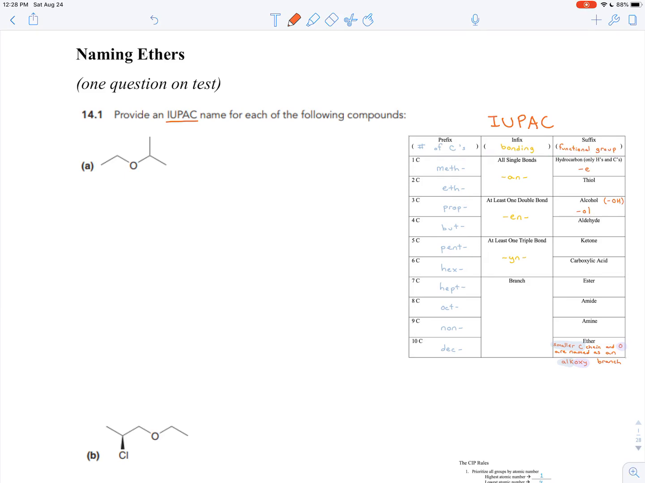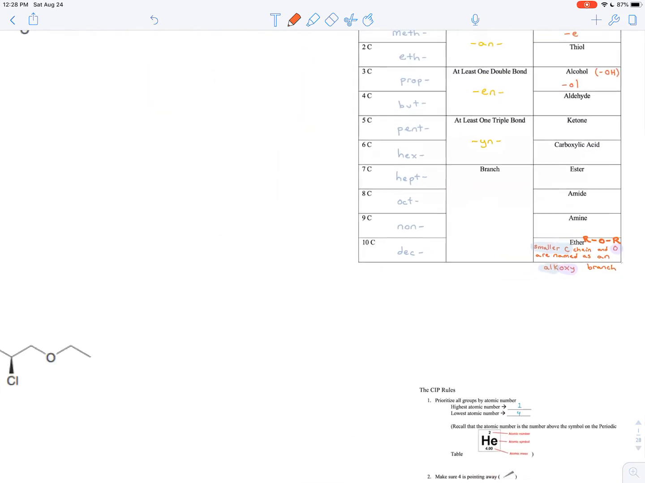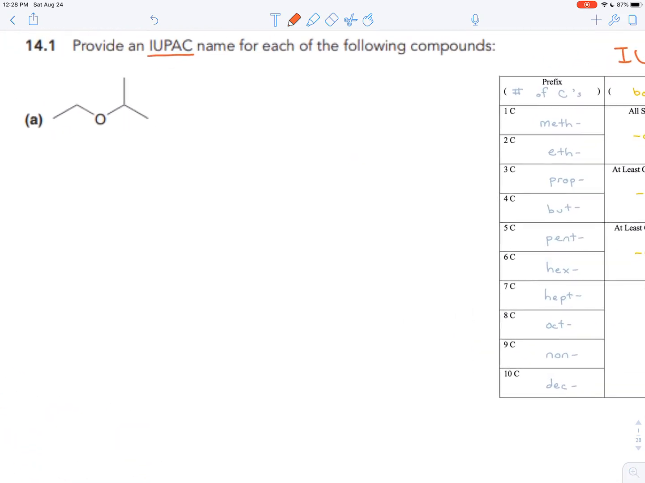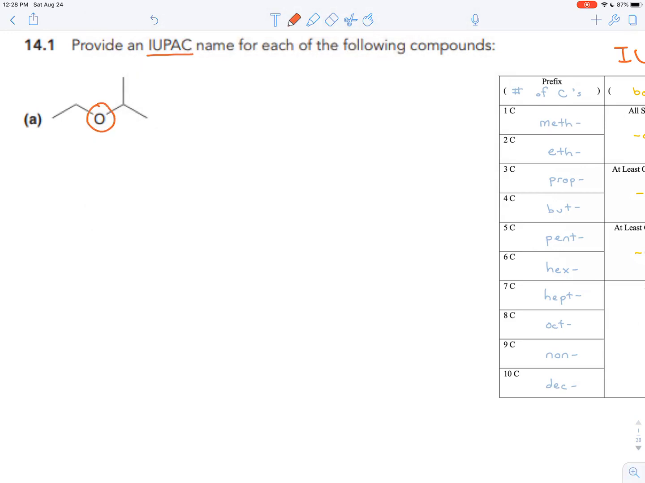So, when you name ethers, you'd recognize an ether because it would have an oxygen with carbons on both sides. In organic chemistry, a capital R stands for any carbon chain. So here you have an oxygen with carbon chains on both sides. The first thing you'd want to do is find out which carbon chain has more carbons. Here we have our ether oxygen in the middle. On the right of that, you have 1, 2, 3 carbons, and on the left you have 2. So the right is the longer chain.